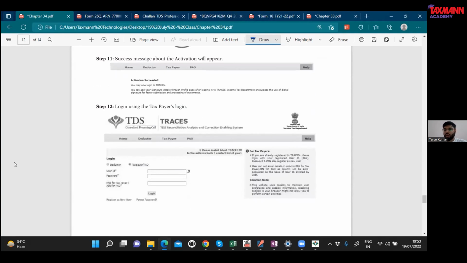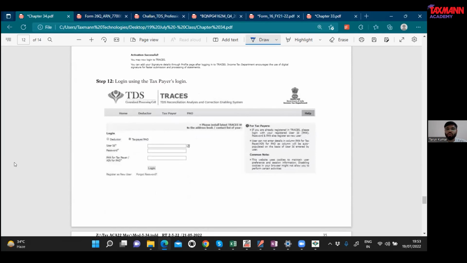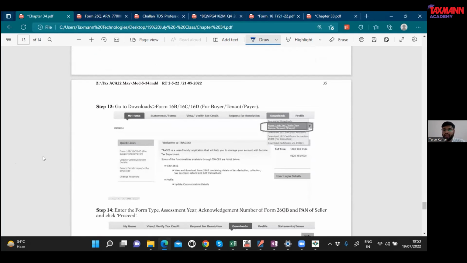So once you have created a login, now you need to log in at the portal as a taxpayer category. For Form 16A, we had done it as a deductor category. But if you are downloading Form 16B, 16C, 16D, or 16E, you need to log in as a taxpayer category. Once you have logged in, again you need to go to the download section. Here you will get the option to submit a request for Form 16B, 16C, 16D. All forms are mentioned. You will click on that.